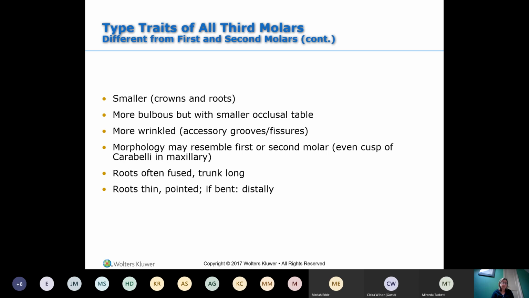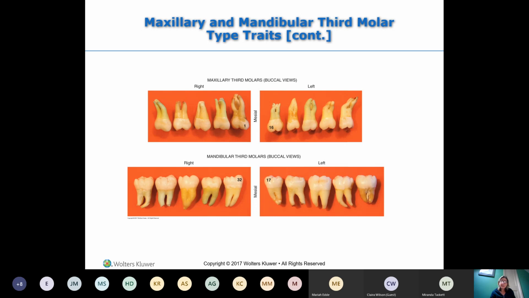They can even have a cusp of Carabelli. Their roots are often fused. And they usually have a long trunk because if the roots do bifurcate or trifurcate, it's toward the end. So the trunk is really long. Thankfully, they don't usually have quite as much detail on the roots because extractions would be a lot harder if they did. These are just some other looking teeth, some weird ways roots can look and teeth can look.